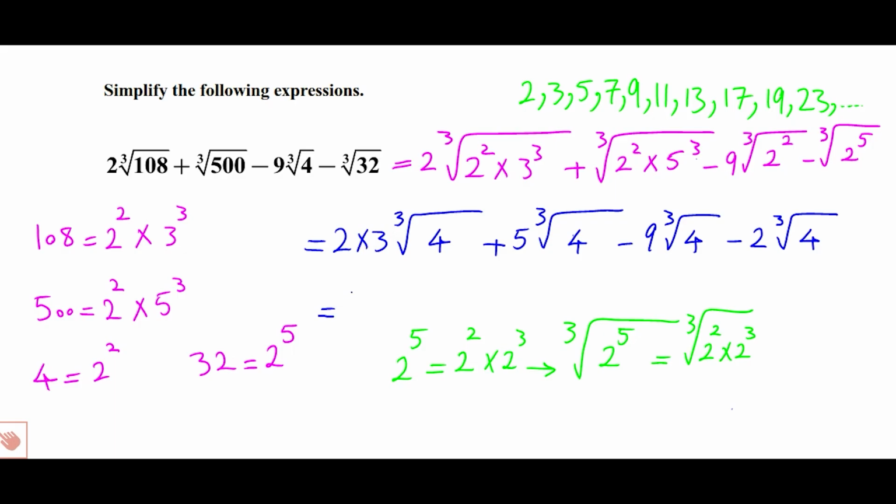Now we factor out the cube root of 4 and we have 6 plus 5 minus 9 minus 2. Here is equal 0, and the cube root of 4 times 0 is 0.